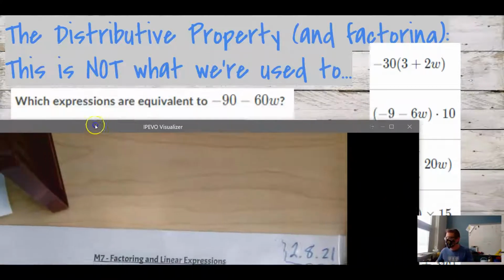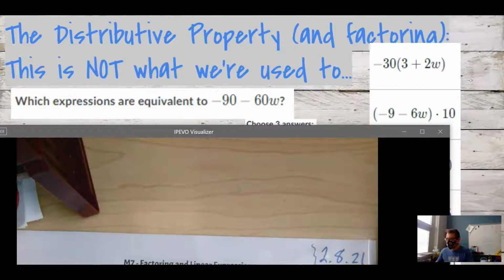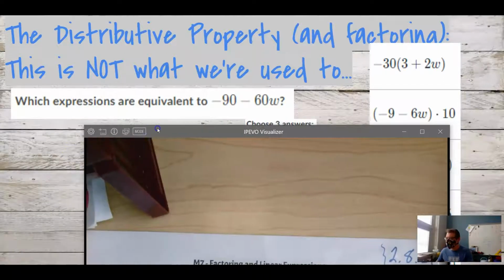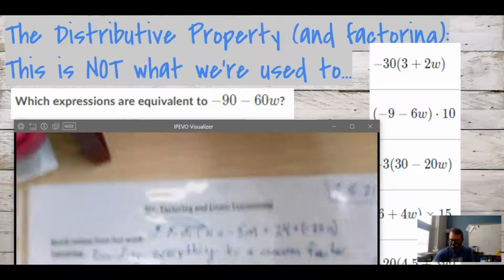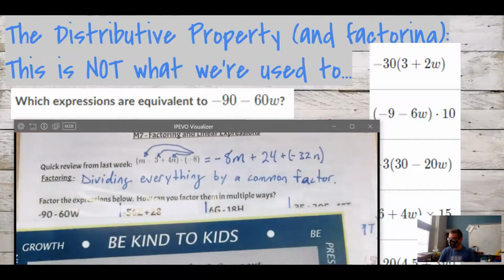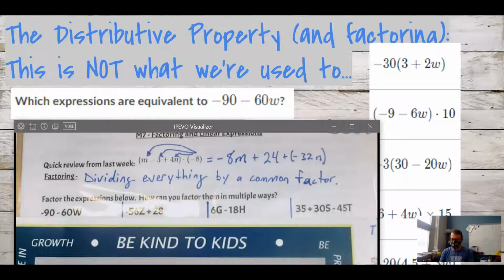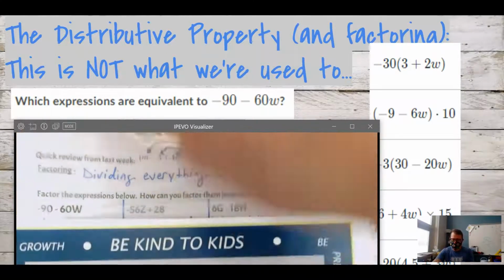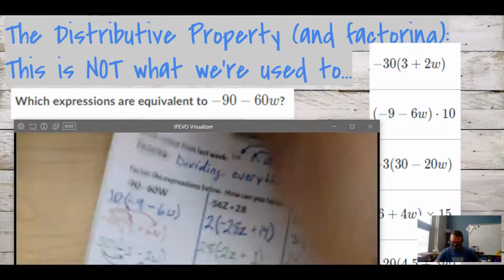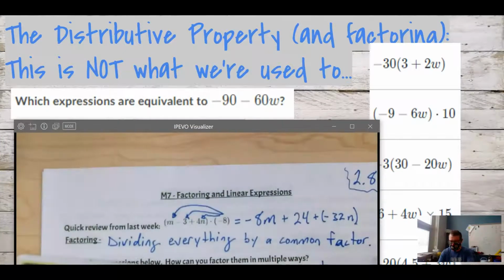Factoring, we said, is breaking up, or what mathematical word do we use to break things up? Dividing everything by a common factor. Yeah, dividing everything by a common factor. So please put that on your notes. I'm trying to make your life easier by giving you less to write, but I'm still going to give you plenty to write.